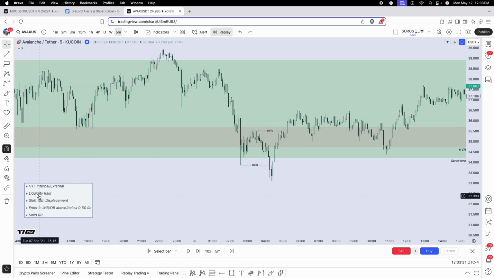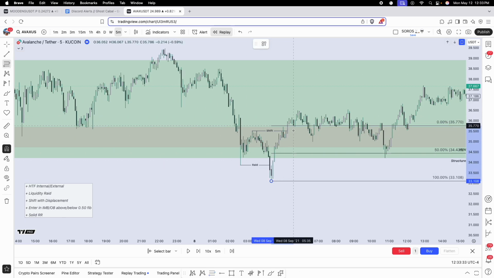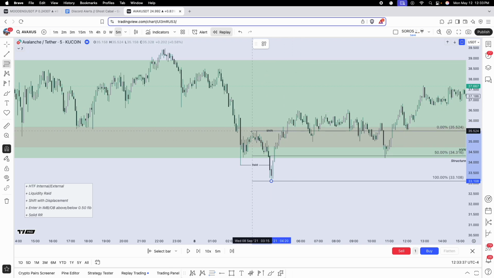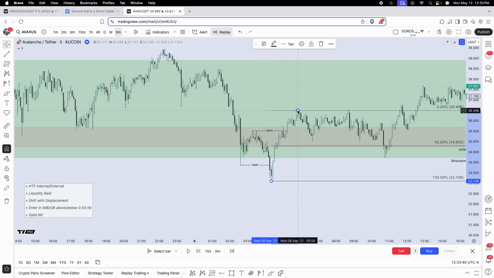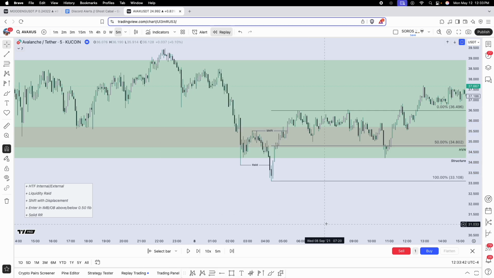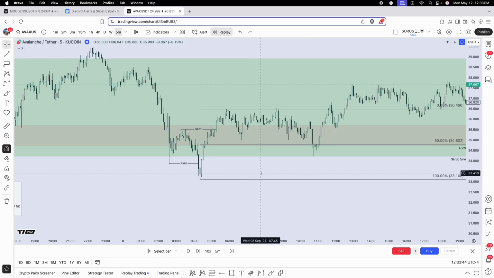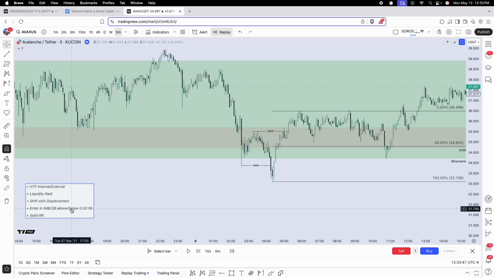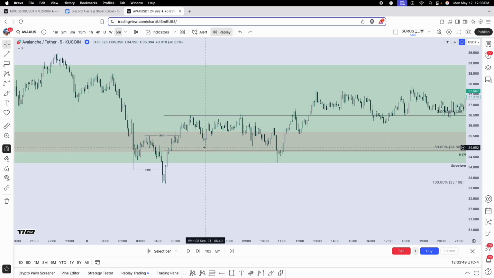So you have a raid, shift with displacement, okay? Enter in the imbalance or order block above or below, in this case below 50% of the dealing range. So basically this low took out that low, that's your swing low for the dealing range. This high took out that high, that's the swing high of the dealing range. This is equilibrium, 50%. So below 50% of the dealing range, you have this liquidity, these equal lows got taken out here into this imbalance.